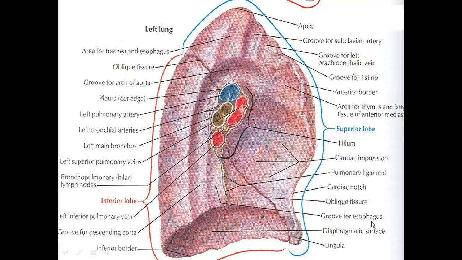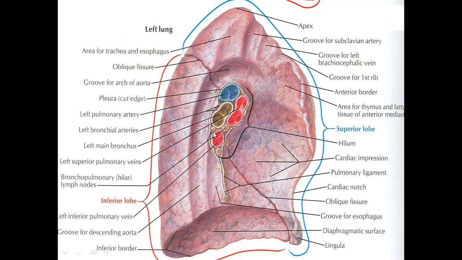This is the groove for the esophagus. So you can see the esophagus, right? It continues from here also and it continues here. So you can see the main impression here below the root of the left lung. This is the groove for the esophagus, which is not seen in the case of the right lung. And this is the cardiac area, the cardiac impression. Okay? The heart chambers are making impressions over this left side lung.